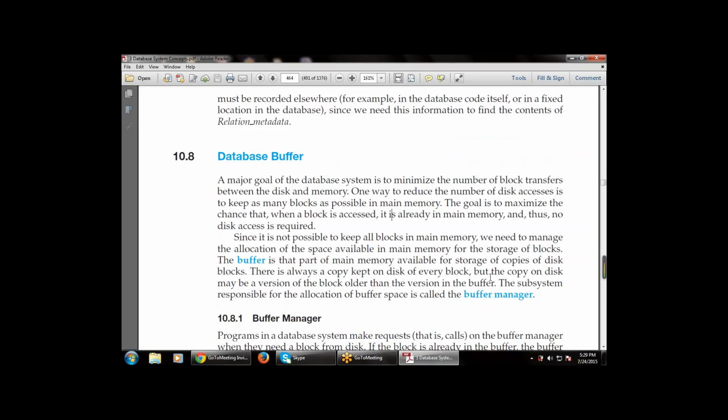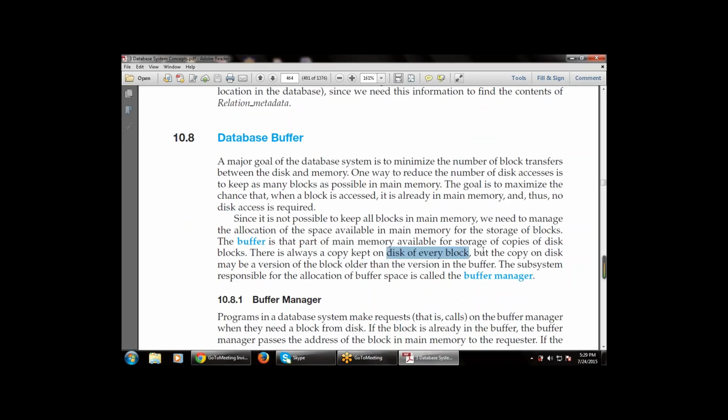There is always a copy kept on the disk of every block that is available in the buffer. The subsystem that is responsible for the allocation of buffer space is known as the buffer manager. So a buffer is a part of the main memory that is available for storage of copies of the disk blocks.